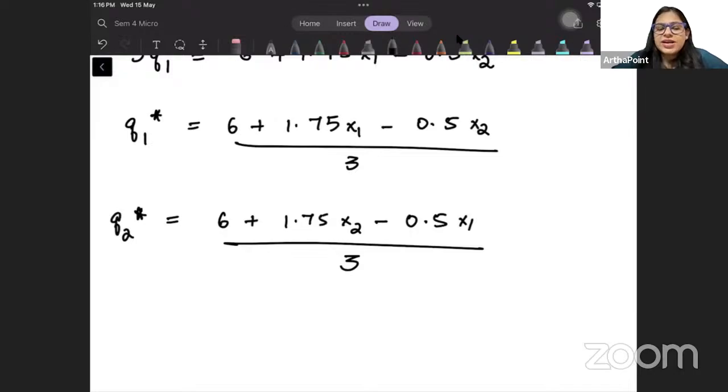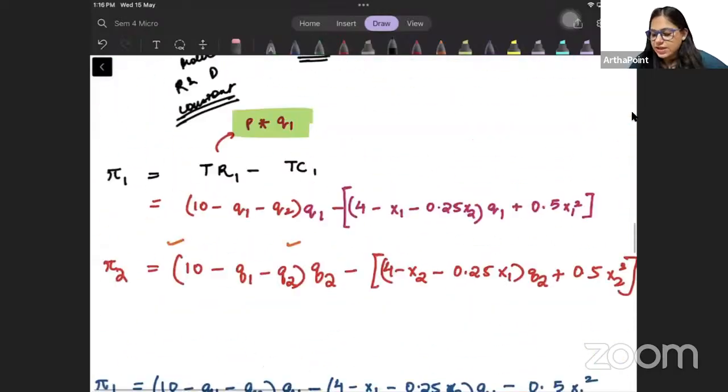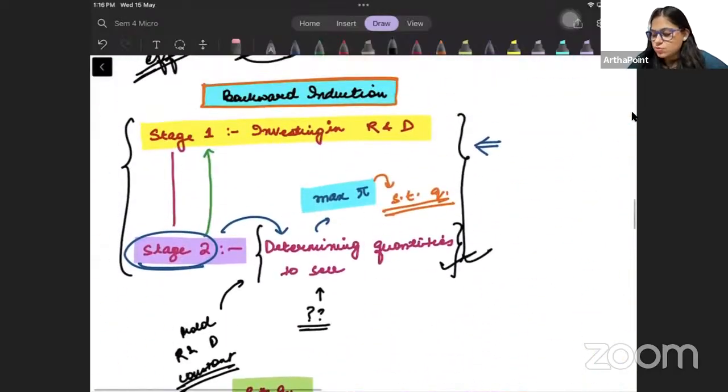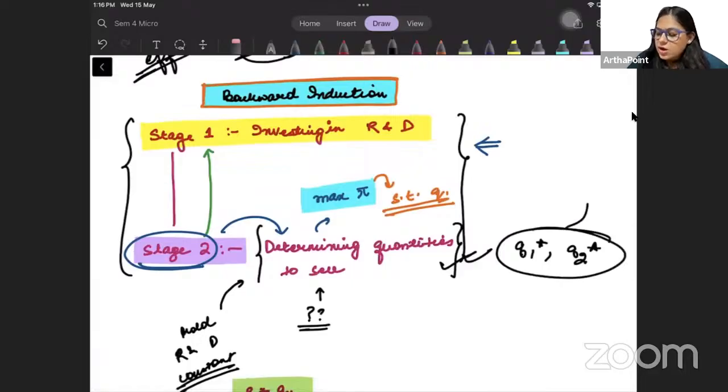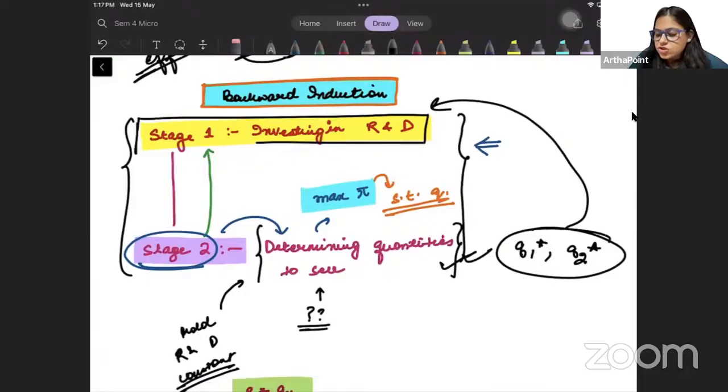ठीक है बेटा. So what has happened is we have got the value of Q1 and Q2 from here. Try to understand कि अभी हमने stage 2 solve किया है. We have gone ahead and we have done this stage 2. मतलब हमने Q1 star and Q2 star निकाला है. Now we have to solve stage 1. And stage 1 is what beta? In which we want to understand the R&D. In which we want to understand what will be x1 star and x2 star. उसका value निकालना होगा. We want to find out x1 star and x2 star.